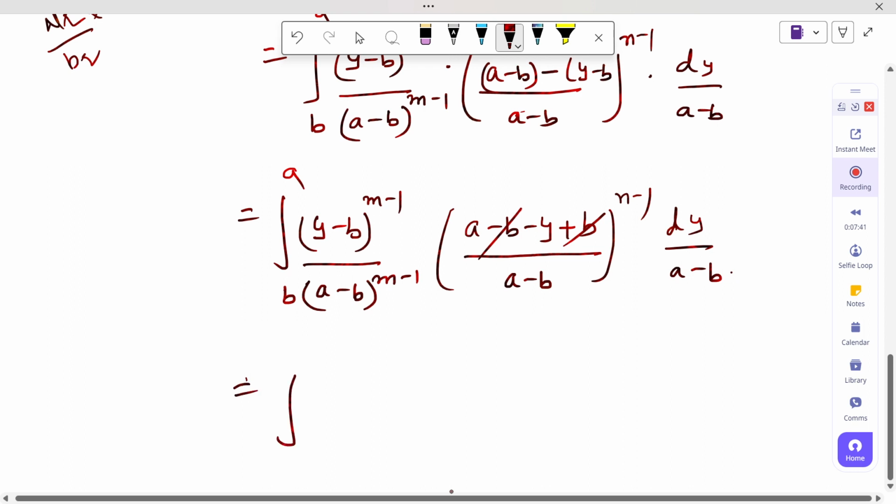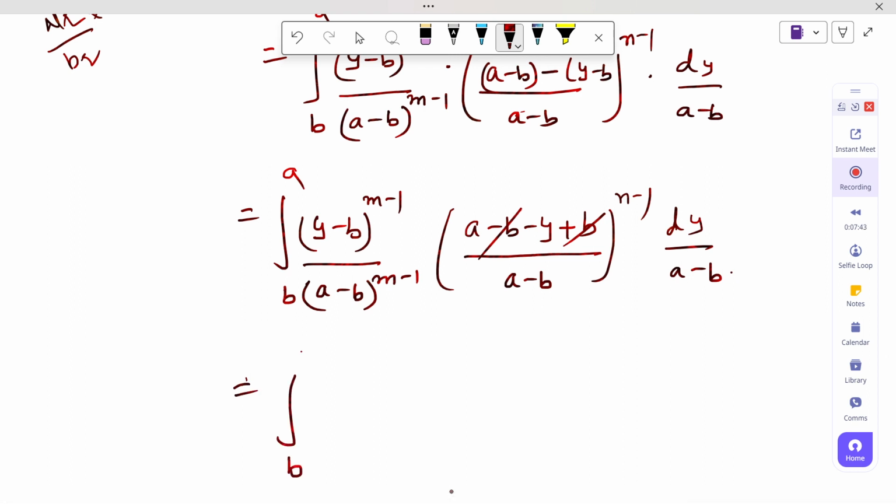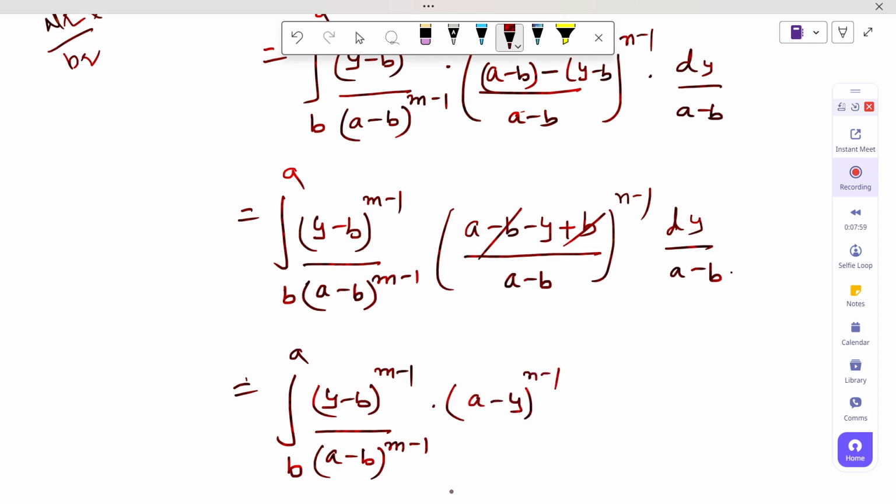It's equal to the integral from b to a of ((y minus b) to the power of m minus 1 divided by (a minus b) to the power of m minus 1), then this is equal to ((a minus y) to the power of n minus 1 divided by (a minus b) to the power of n minus 1) into dy divided by a minus b.